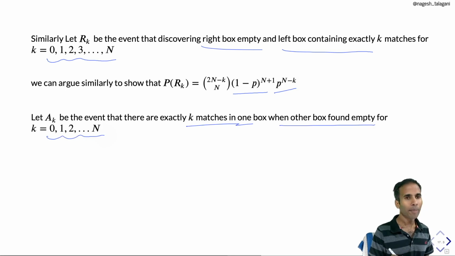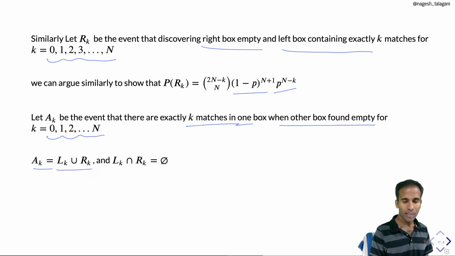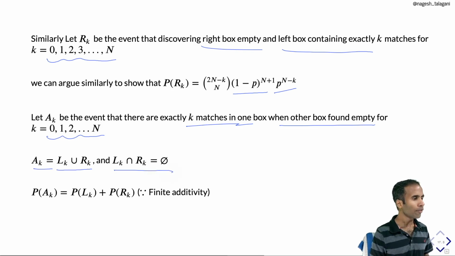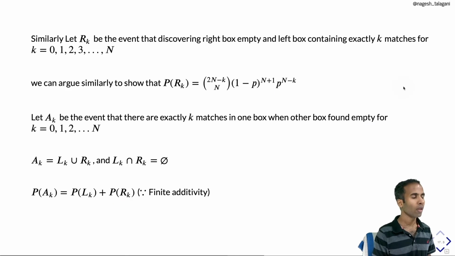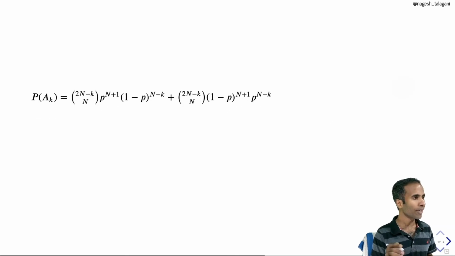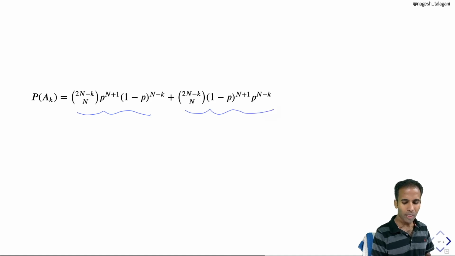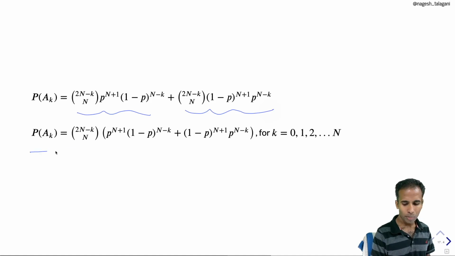Here Ak happens if and only if exactly one of Lk or Rk happens. So Ak is going to be Lk union Rk, and both cannot happen simultaneously here. So by finite additivity, I can write the probability of Ak as the probability of Lk plus the probability of Rk. This is the probability of Lk, this is the probability of Rk. Now if you take the (2n minus k choose n) common, you'll end up with this expression.